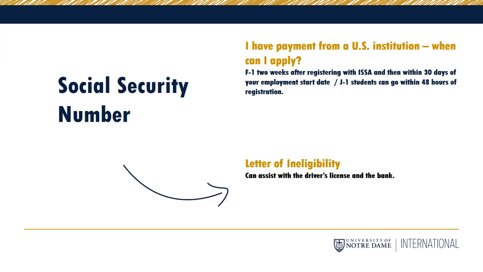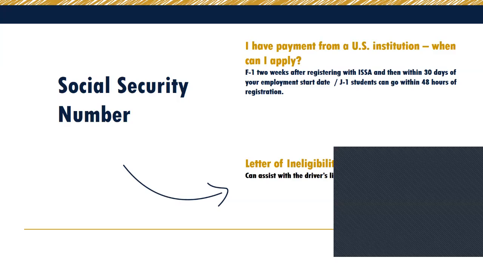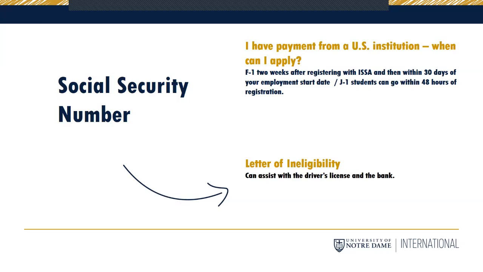So, when you can apply for the social security number varies if you're on an F or a J visa. If you're here on an F visa, you must wait 2 weeks after you register with our office once you arrive on campus. So currently now this week, we're doing registration for the new students who started in spring. Once you meet with an ISSA advisor and we process your registration, you'll get an email from us letting you know registration has been complete. And then 2 weeks after you receive that email from us is when you can begin the process.